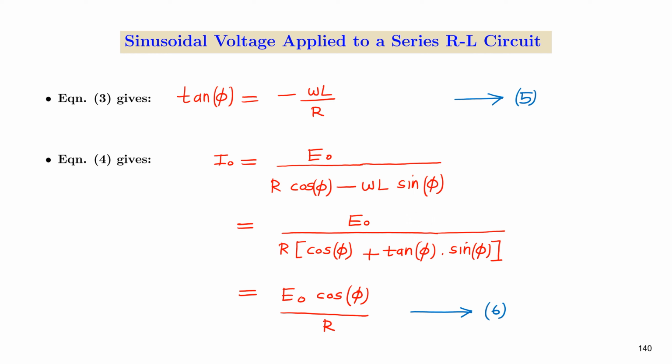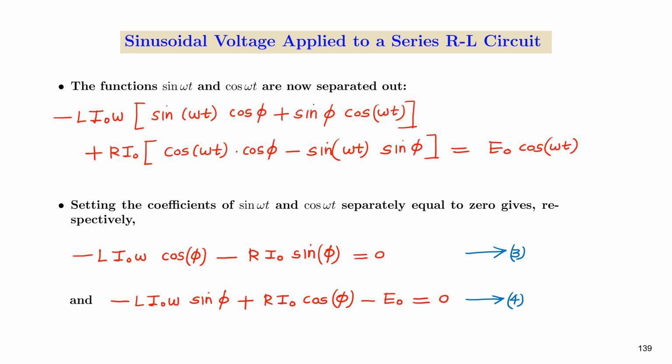For that, we multiply and divide equation number 5 by the square root of the sum of the squares of the coefficients of sin phi and cos phi in equation number 3. This is equation number 3, and the square root of the sum of the squares of the coefficients of sin phi and cos phi is given by square root of r square plus omega square L square.